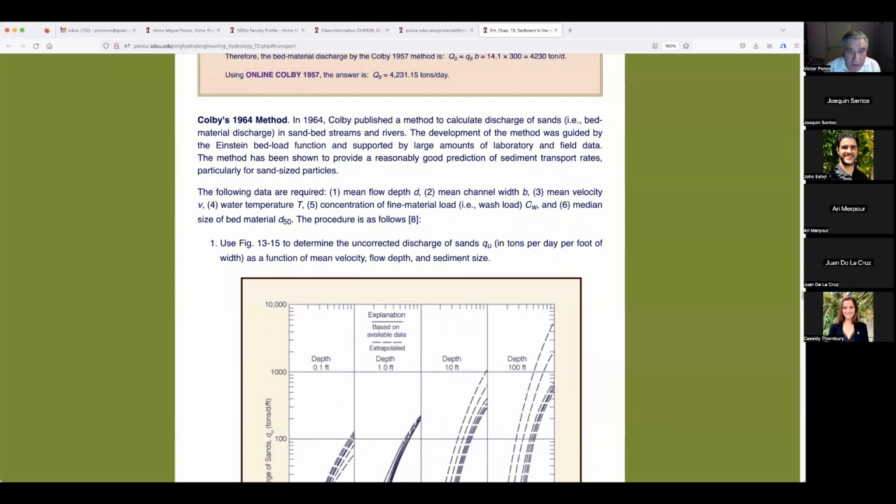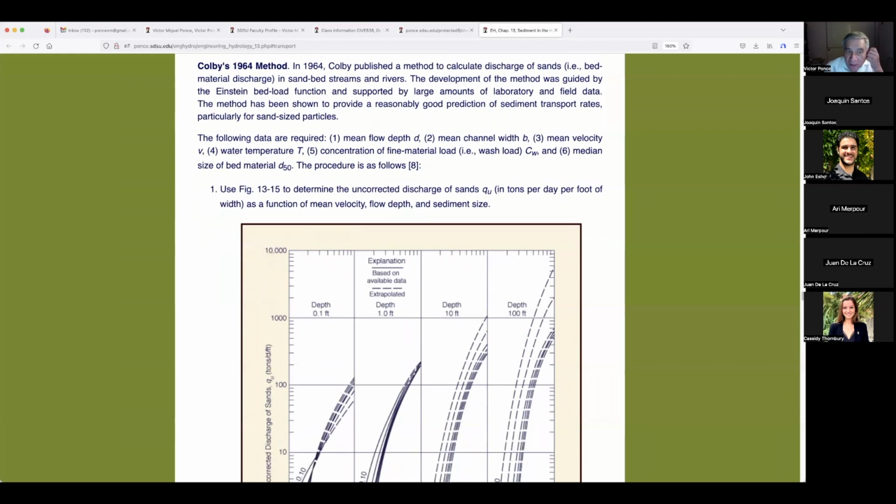Okay. The development of the Colby method was guided by the Einstein bed load function and supported by large amounts of laboratory and field data. The method has been shown to provide a reasonably good prediction of sediment transport rates, particularly for sand-sized particles, right? The data for which it was developed. The following data are required.